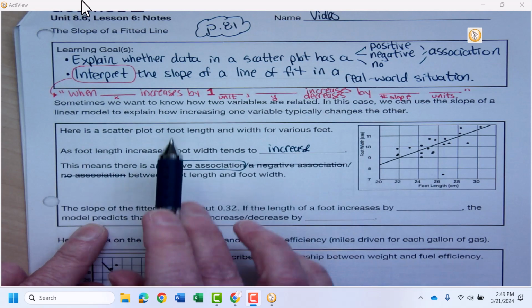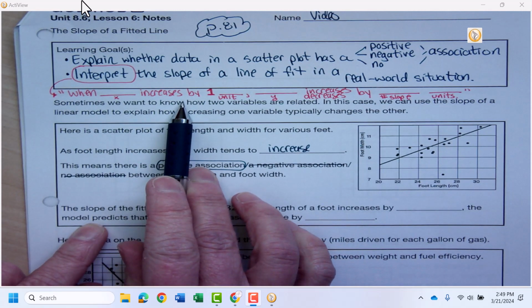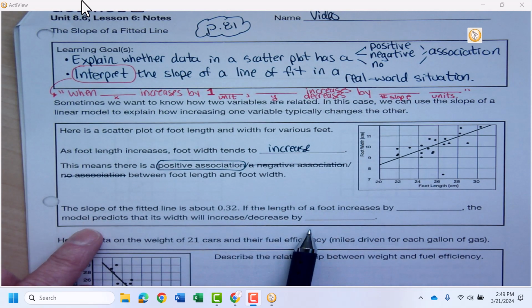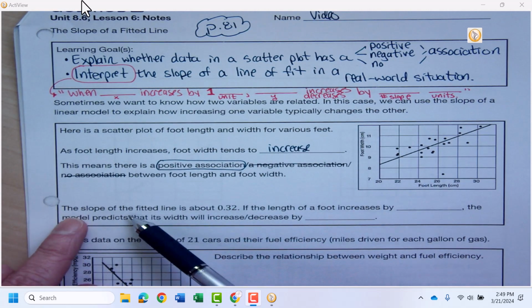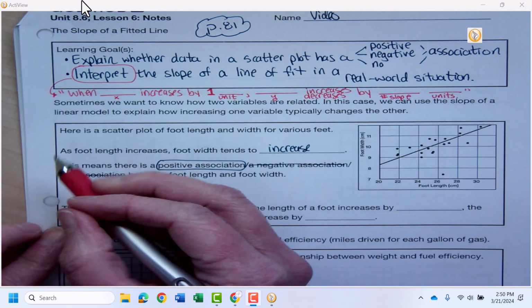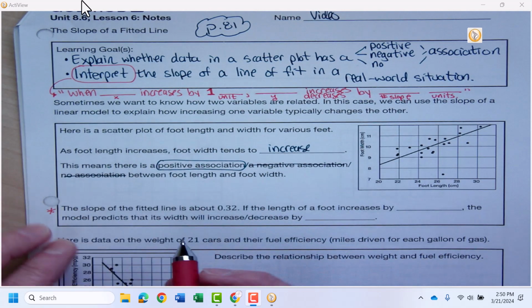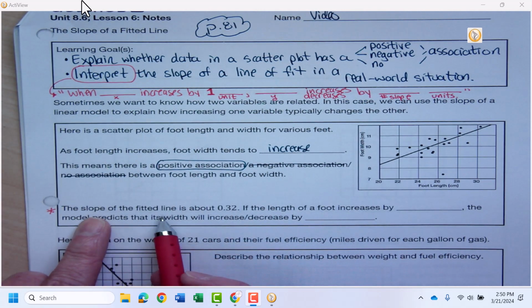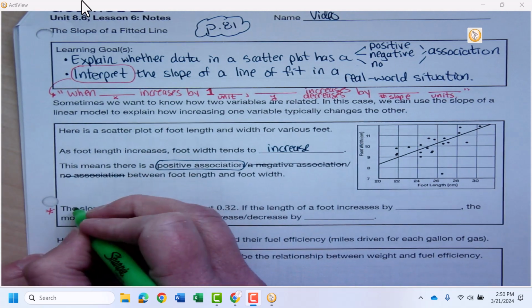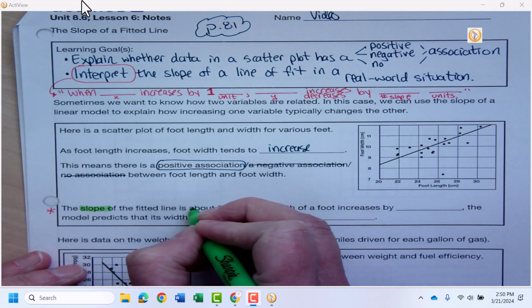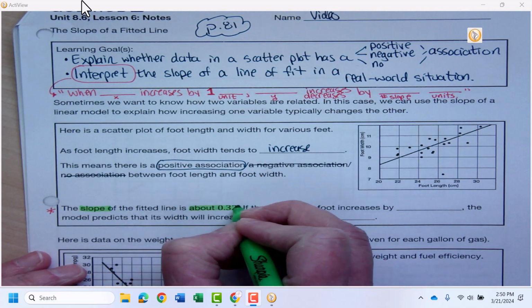And here's that script from above that I was talking about. They've already kind of written this for you, but we'll get a chance to use this down below in a minute. So they're interpreting the slope. The slope of the fitted line is about 0.32. Now we're going to need this information in order to interpret it. Here we go.